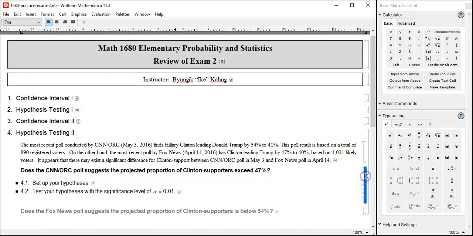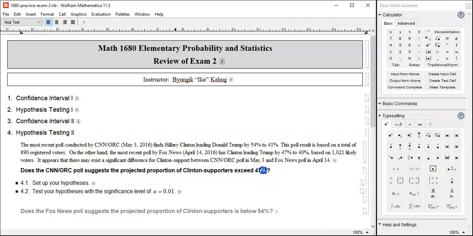So let's set up these hypothesis tests. CNN-ORC poll gave Hillary Clinton 54%. So let's compare that with the figure by Fox News, which is 47%. So let's set up a question and then do some hypothesis testing. The CNN-ORC poll suggests the projected proportion of Clinton support exceeds 47%. So even though this 47% did come from a poll, if you look at this problem only, it has nothing to do with the CNN-ORC poll.